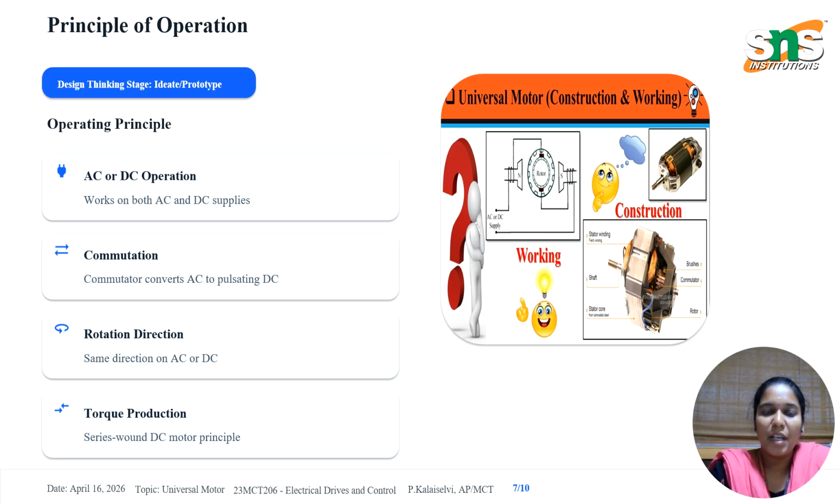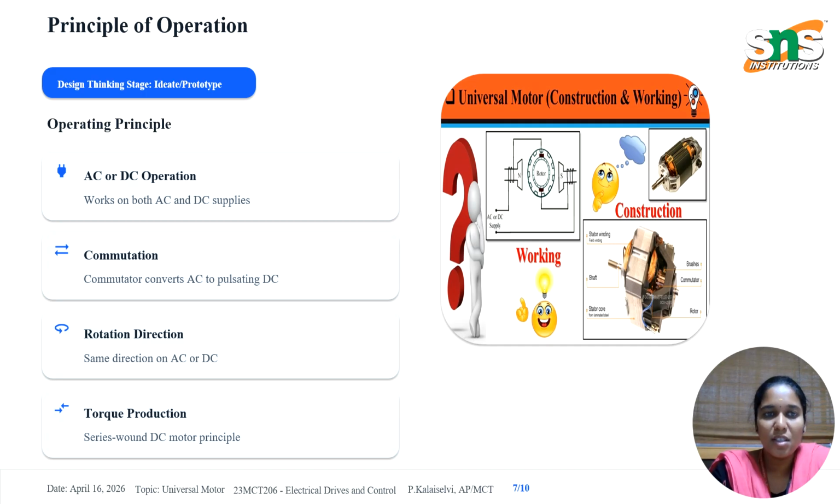This is the main part, the principle of operation, which is the ideate or prototype stage. The universal motor works on the same principle as a DC series motor. The current flows through both the field winding and the armature like a series connection. A magnetic field is produced in the stator. The armature current interacts with that magnetic field. Electromagnetic force is produced, which generates the torque.